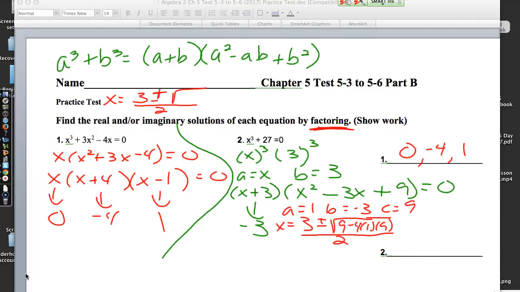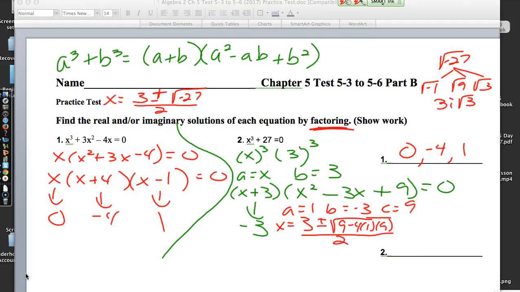What's under the radical, everybody? Negative 27. That sounds like that's going to take some work. So the square root of negative 27 is the square root of negative 1. How else can we break it apart? 9 and 3. So we've got the square root of negative 1, the square root of 9, and 3. What does that simplify to? 3i square roots of 3.